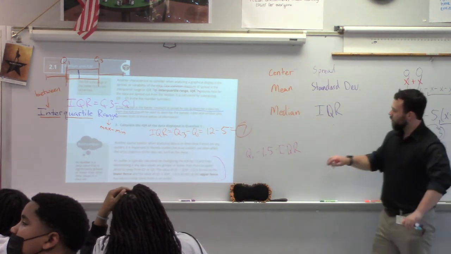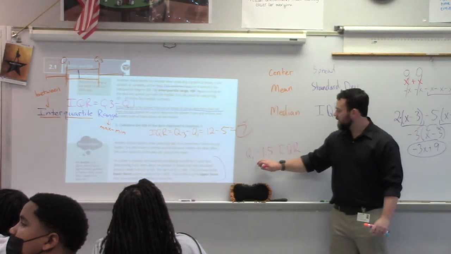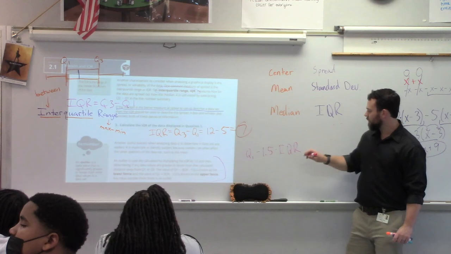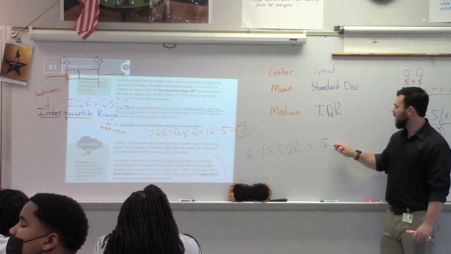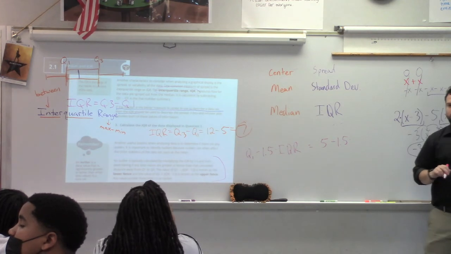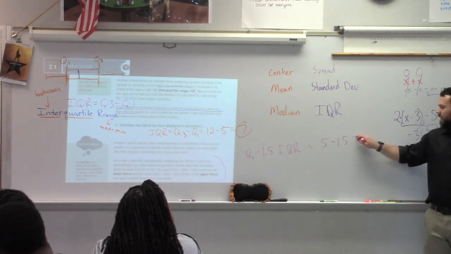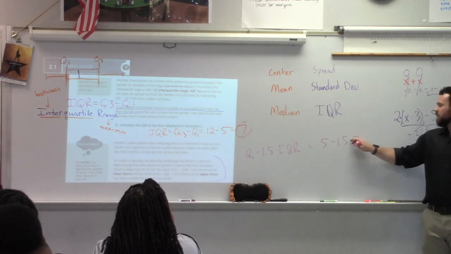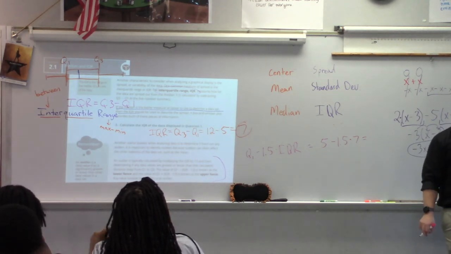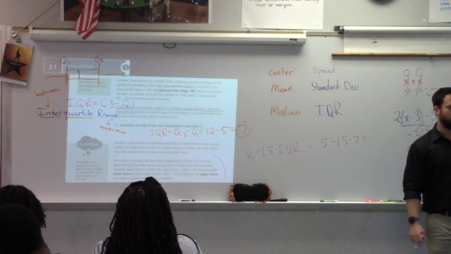So notice what it's saying right here is if I take Q1, what is Q1? 5, okay? If I take 5 and I subtract 1.5 times, what was the IQR? 7, I thought, right? IQR was 7. What is 5 minus 1.5 times the IQR? I don't know. Got calculators though.